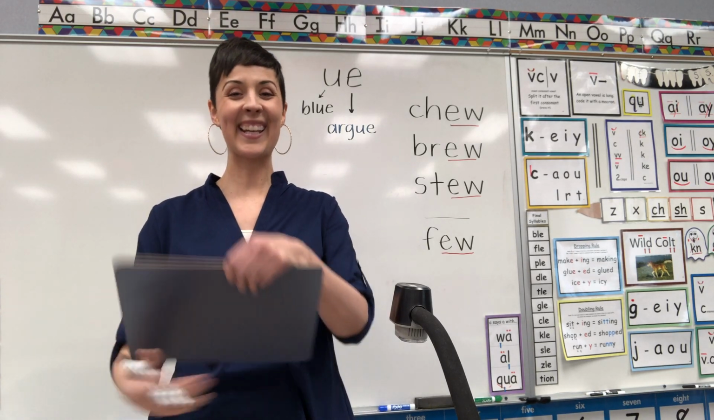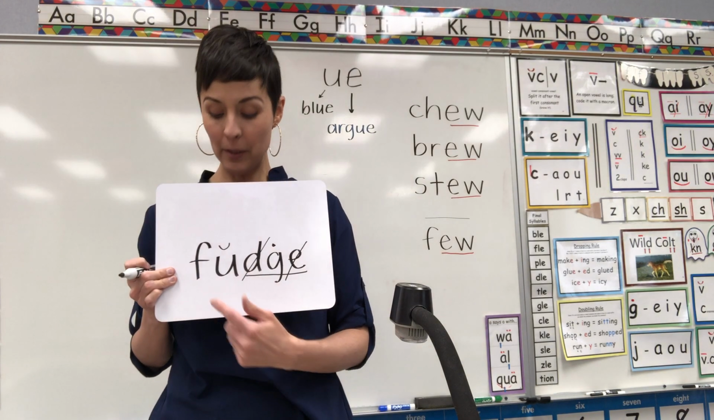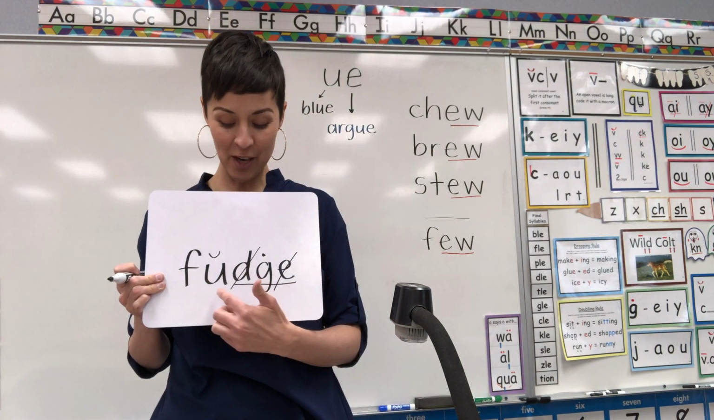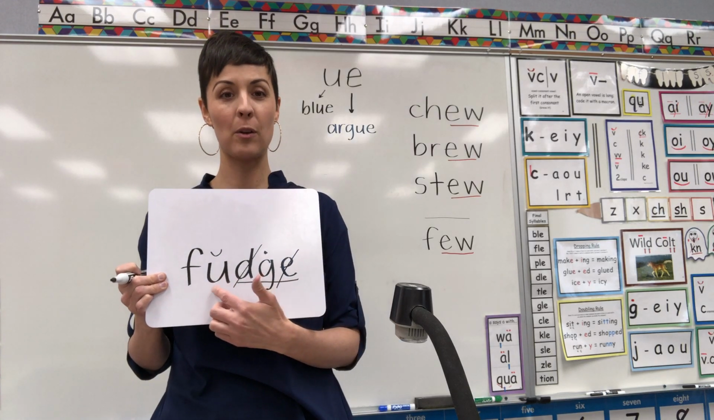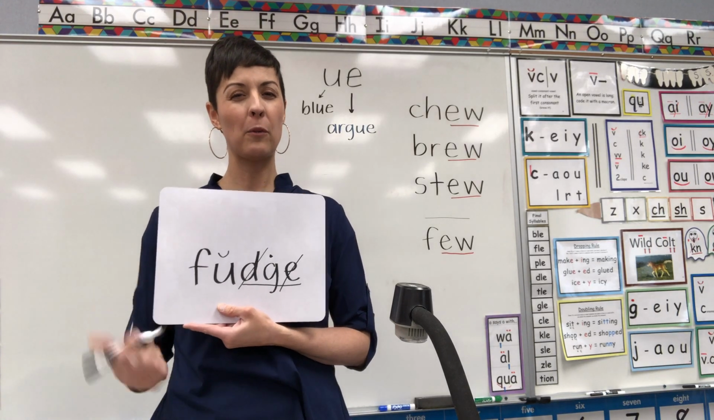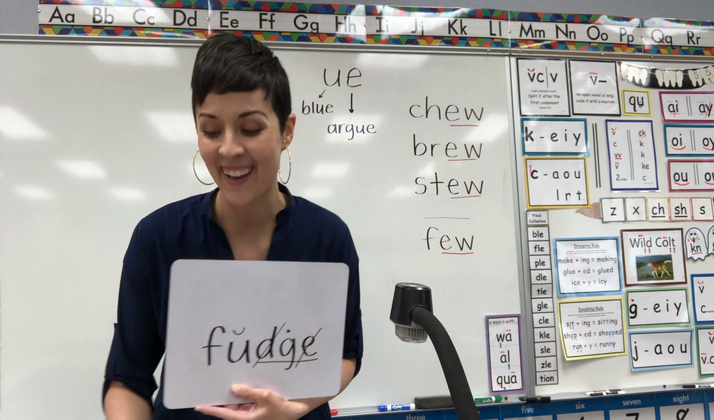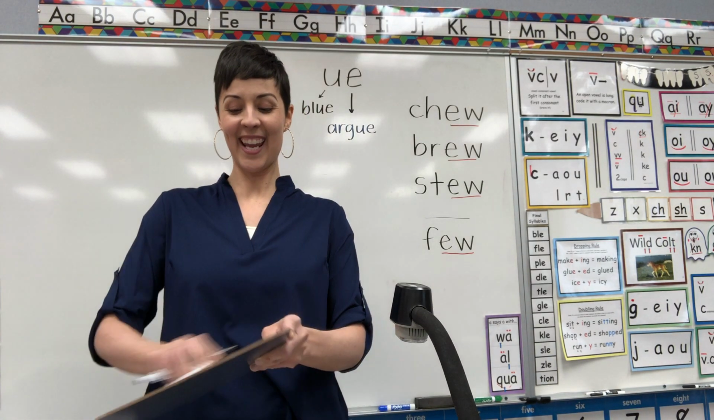Okay, let's check it. Fudge should be spelled F-U-D-G-E, and I have trigraph D-G-E after my short vowel U. Give me a thumbs up if you remembered trigraph D-G-E after a short vowel. Lots of us. Good. Okay, erase, erase.